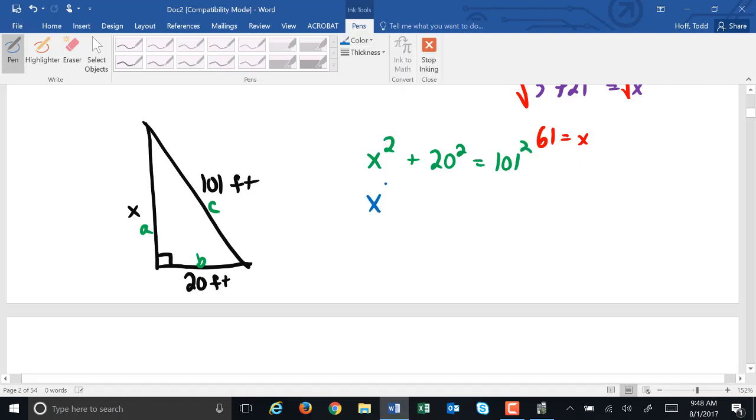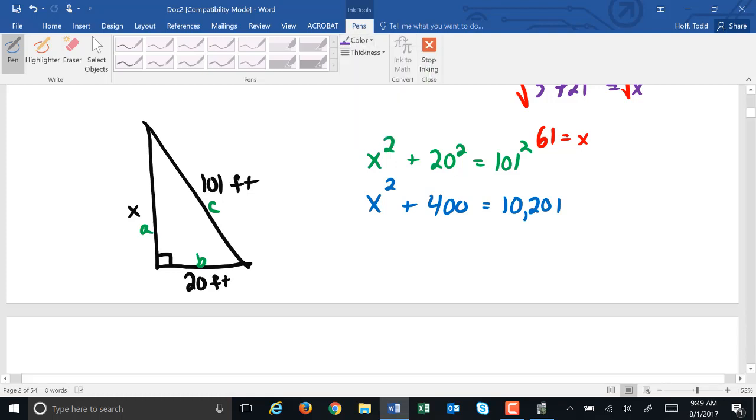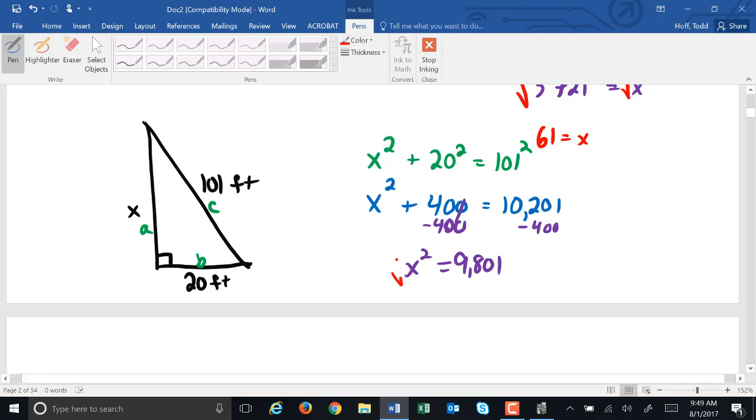So x squared is just x squared. 20 squared is 400. 101 squared is 10,201. Very good. What do we do from here? Subtract 400. That gives us that x squared is 9,801. And then you square root it to get that x is 99.